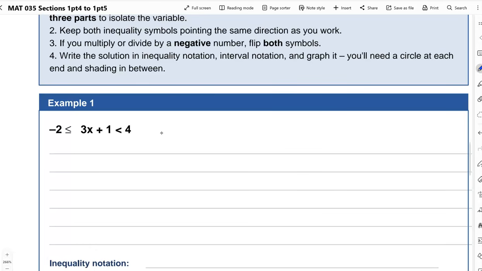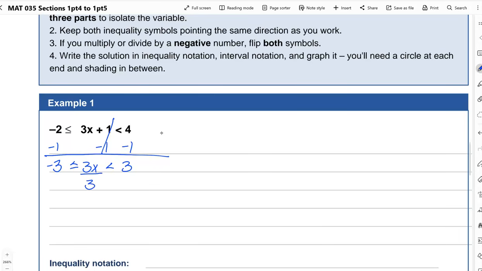So the first one, I have negative 2 is less than or equal to 3x plus 1, which is less than 4. The goal is to get x by itself in the middle. So I'm going to peel that first layer off and subtract 1. What I do to the middle, I've got to do to the left and to the right. So I'm going to have negative 3 is less than or equal to 3x, which is less than or equal to 3. Oh, just kidding, which is strictly less than 3.